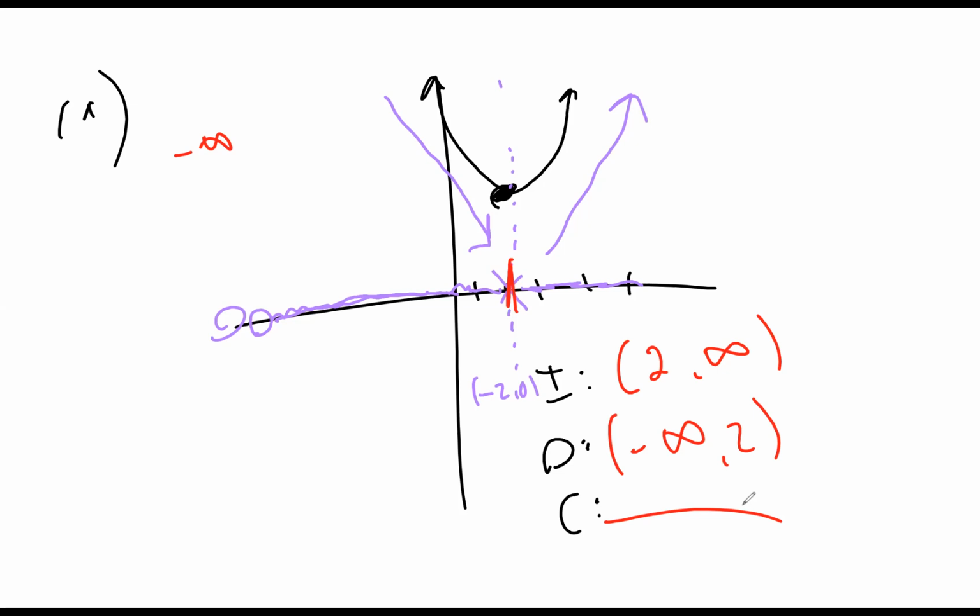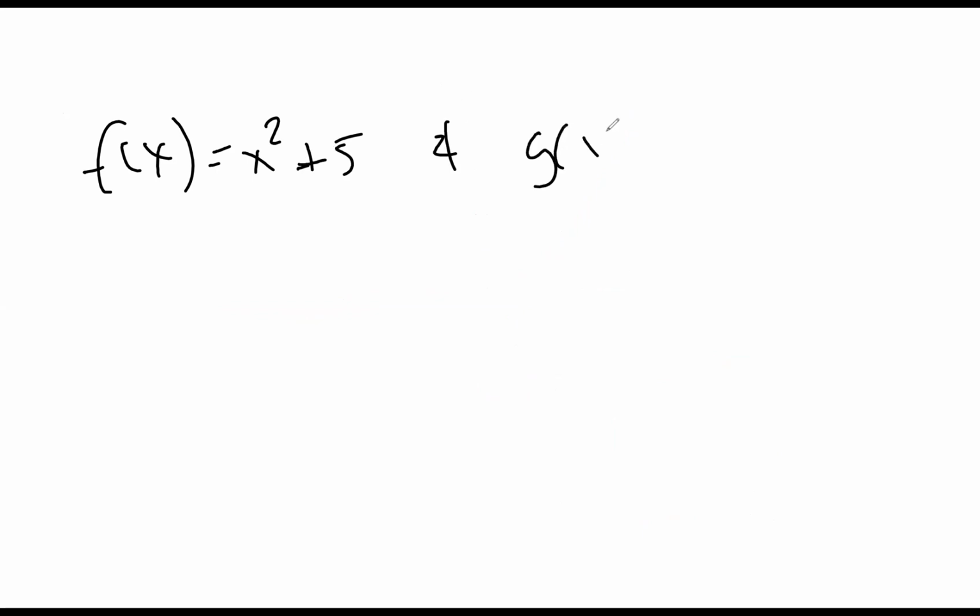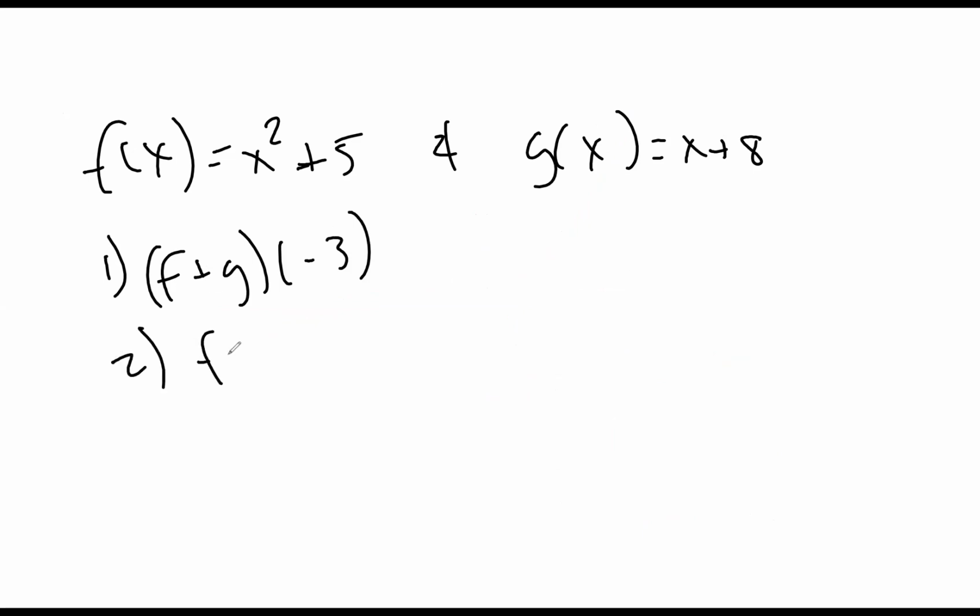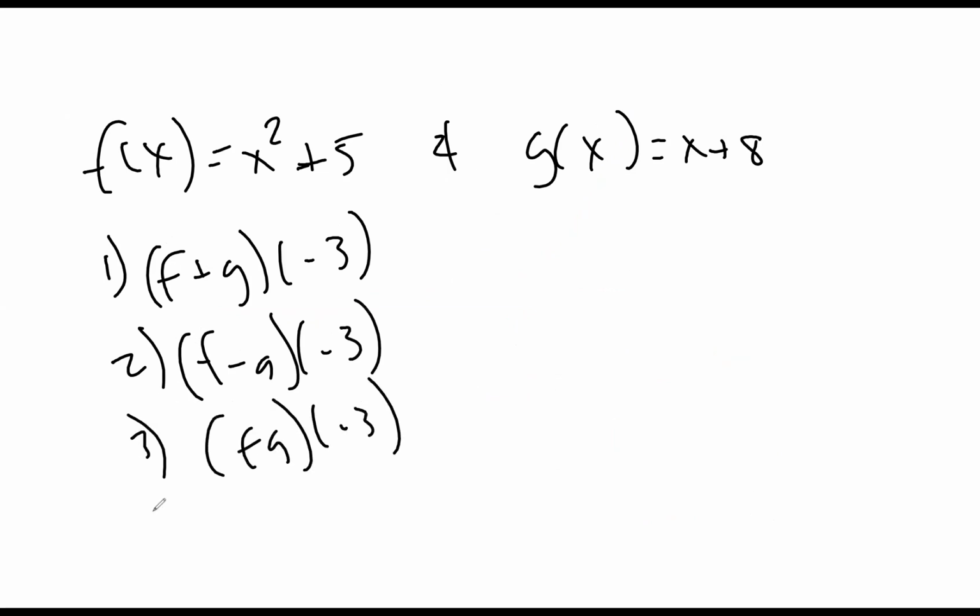Okay, so now number 20. This is where we are going to be adding and subtracting and doing all kinds of things to functions. So we're going to have f of x equals x squared plus 5, and g of x equals x plus 8. And so step number 1 asks me to find f plus g of -3. Step number 2 says f minus g of -3. Step number 3 is f times g of -3. And step number 4 is f divided by g of -3.